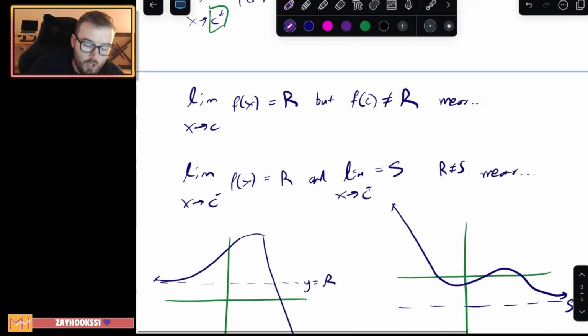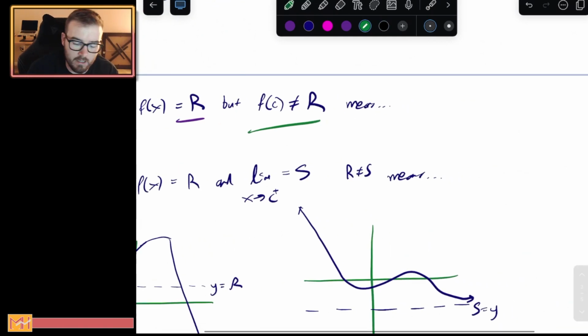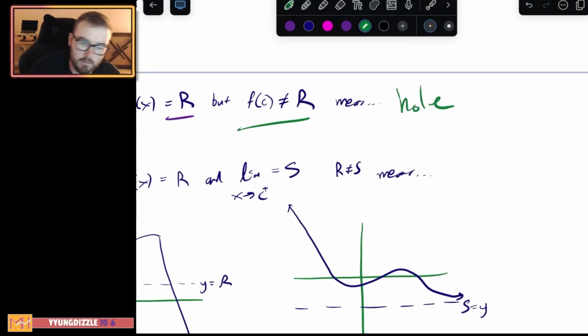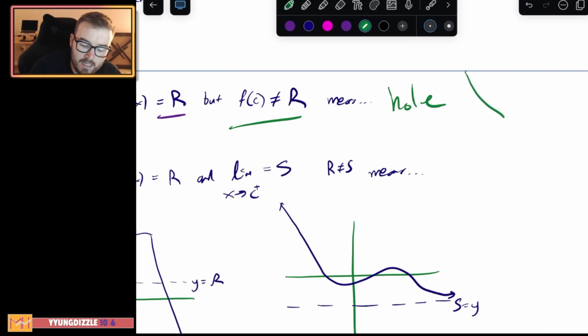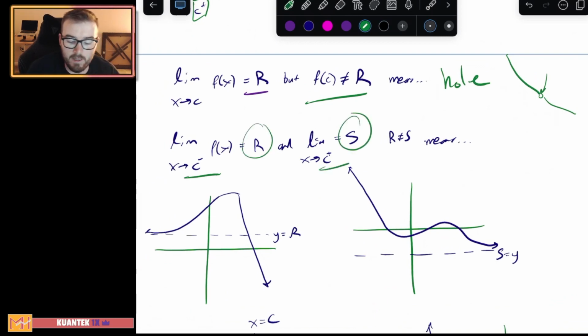Couple more. What if the limit equals something, but your function doesn't equal that? What are we creating? A hole, right? We know the limit exists, but yet the function isn't defined there, and thus a hole was born. We know the left-hand limit equals this, and the right-hand limit equals something different. What does this mean? A jump.